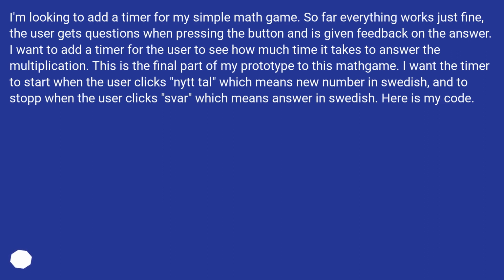I want the timer to start when the user clicks Nuttal, which means new number in Swedish, and to stop when the user clicks Svar, which means answer in Swedish. Here is my code.